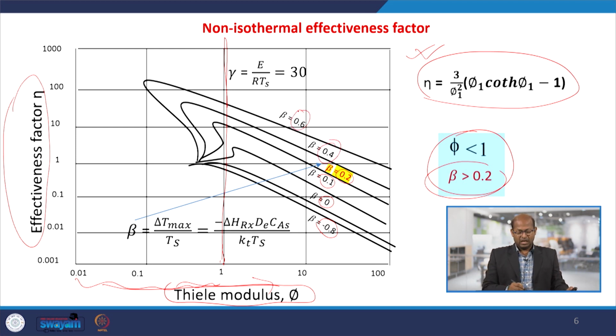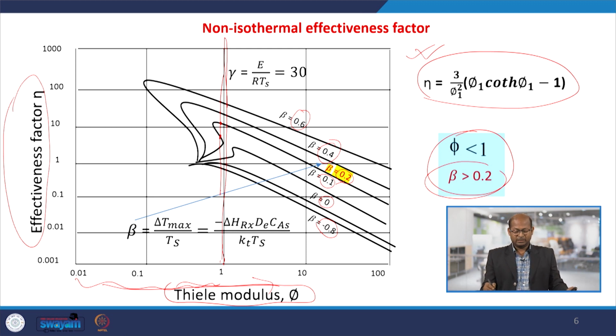If we plot effectiveness factor and Thiele modulus, then you can see that when beta is greater than 0.2, multiple steady states exist. So, in this case here is a steady state, here is also a steady state, multiple steady states exist.